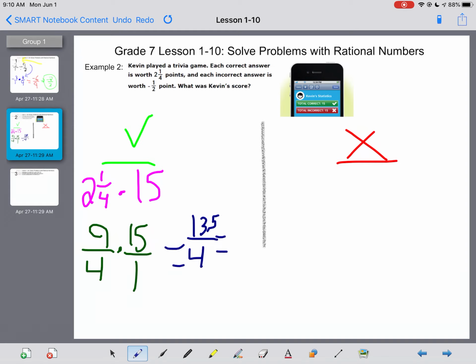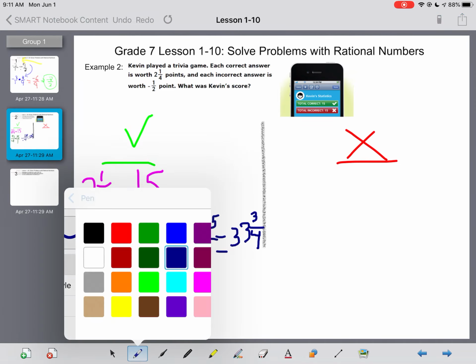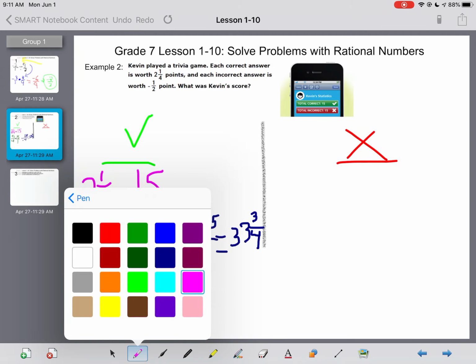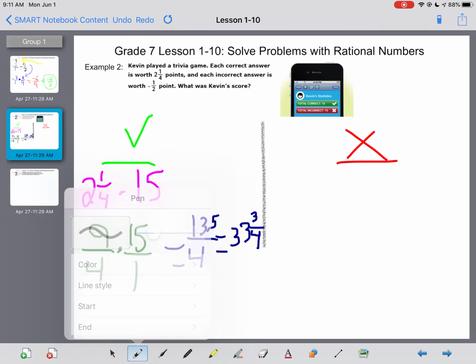And just to save us time, 4 goes into 135 how many times? 33 times. And then there's 3 left over out of 4. So he gets 33 3/4 points for all his correct answers. Now, we do all his incorrect answers. Let's change colors. Let's go to black.